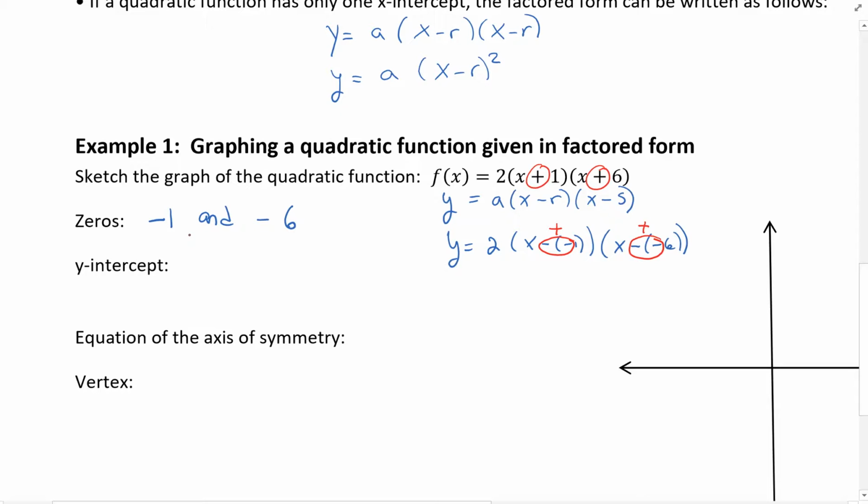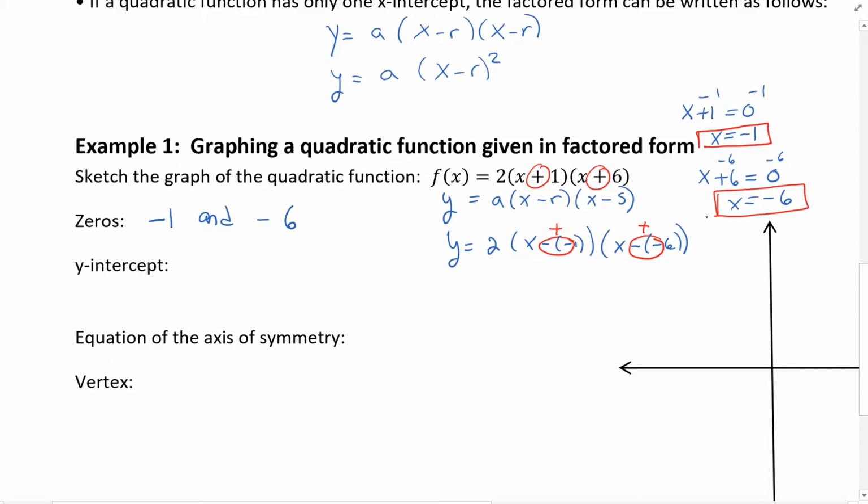How else can we look at this? Another way, which some students find easier, is if x + 1 = 0, then if I subtract 1 from both sides, x is -1. I'm just taking that set of brackets. And if x + 6 = 0, subtract 6 from both sides, so x is equal to -6. That's a more common way, because sometimes it's confusing to just pick them out of the equation.